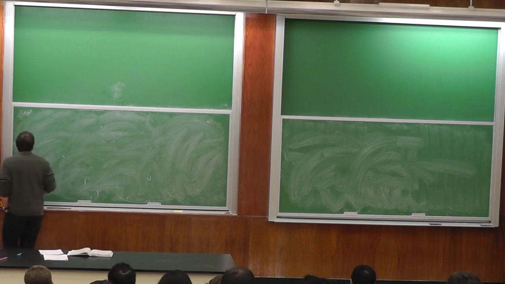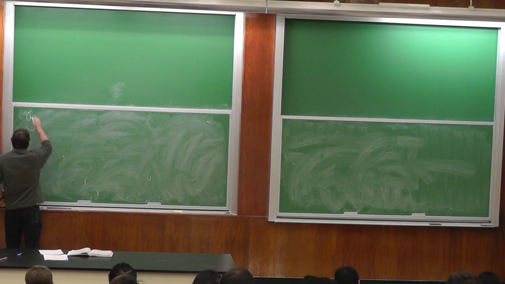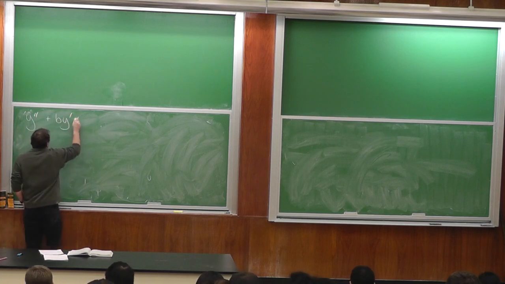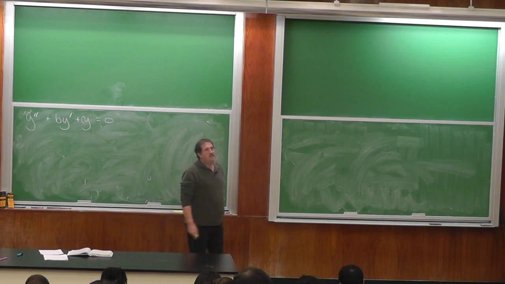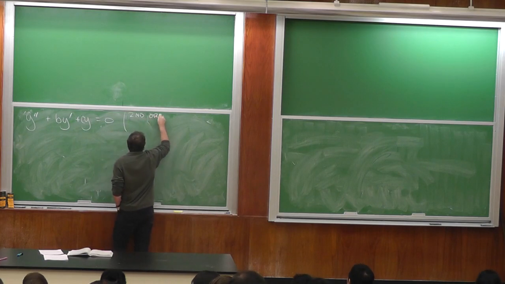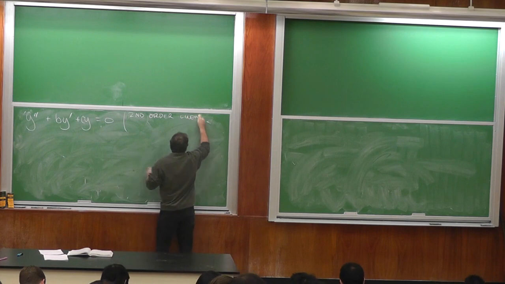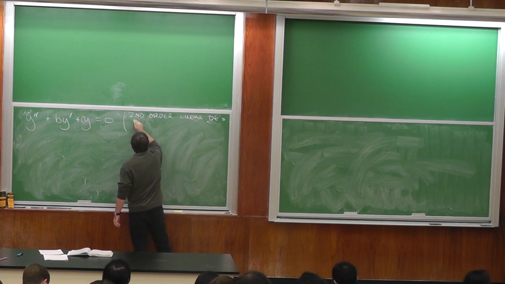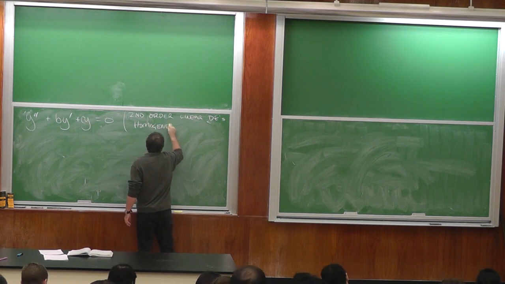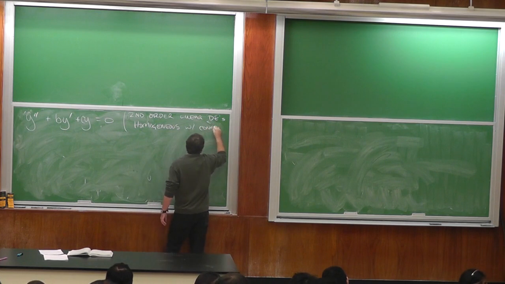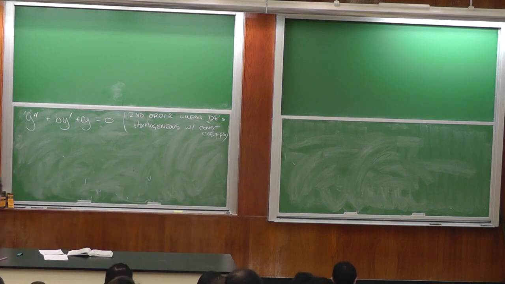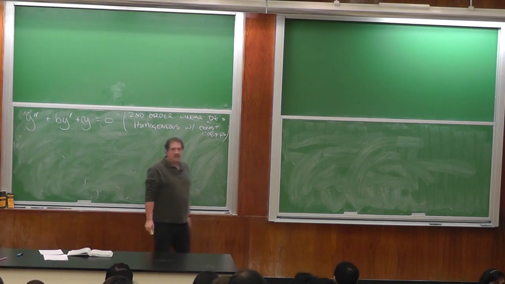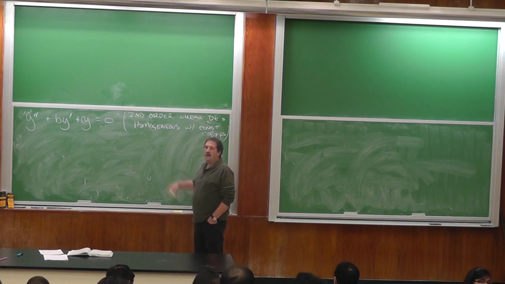So what we were doing was we were talking about second order linear homogeneous differential equations with constant coefficients. Which is a lot of words to describe something not so complicated. A differential equation like that where b and c are constants.